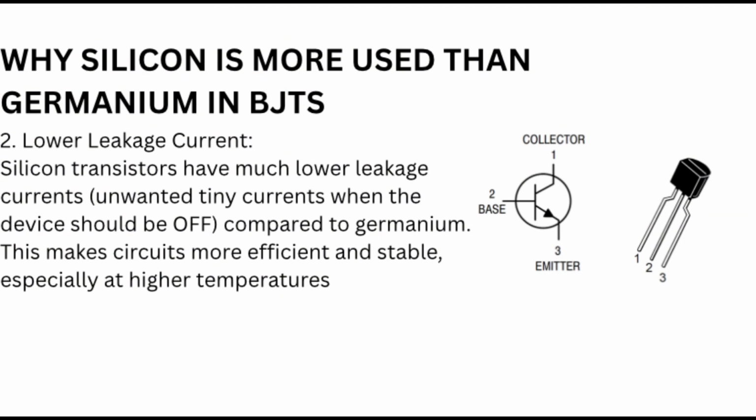Next is lower leakage current. Silicon transistors have much lower leakage currents, unwanted tiny currents when the device should be off, compared to germanium. This makes circuits more efficient and stable, especially at higher temperatures.